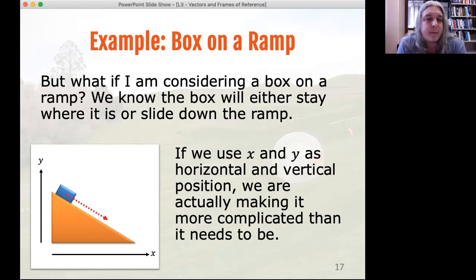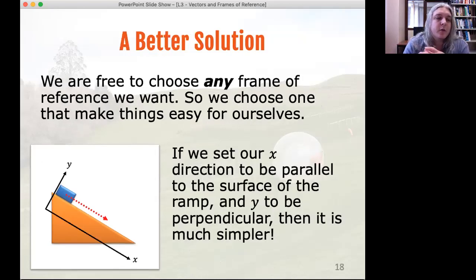So we want to think about a frame of reference that makes sense in this case. We could use x and y as the horizontal and vertical. If we do that, then as the box moves, its x value would increase and its y value would decrease. That's perfectly acceptable, but it makes the math more complicated than it needs to be, because we know that it's only ever moving along the surface of the ramp. There's no reason that box would ever come off the ramp. It would just slide down the ramp or possibly stay exactly where it is.